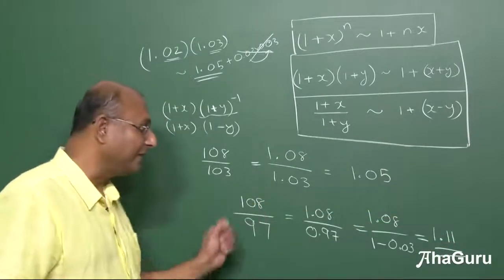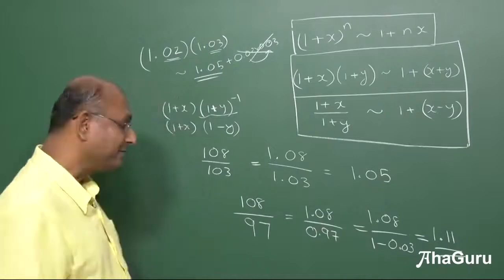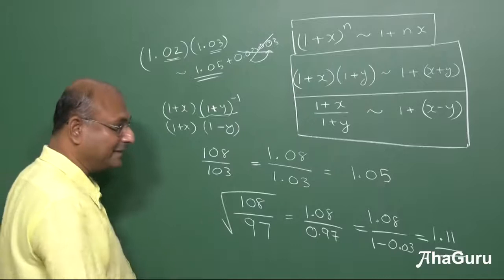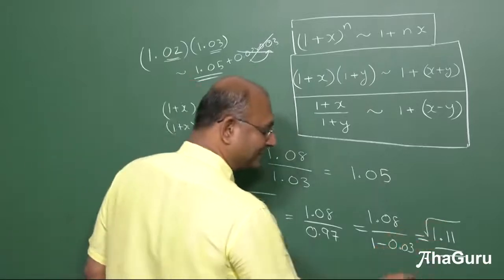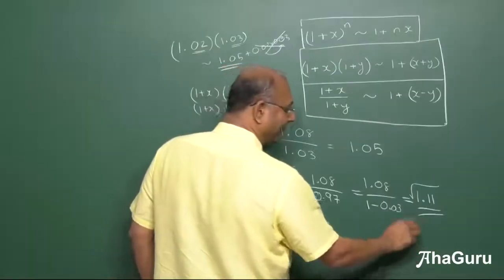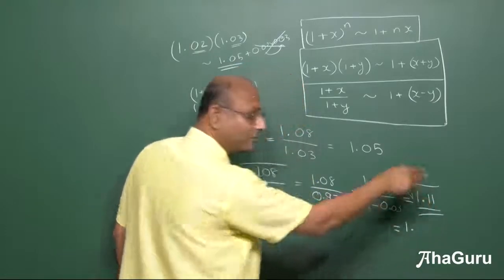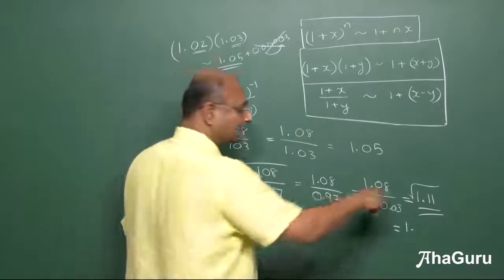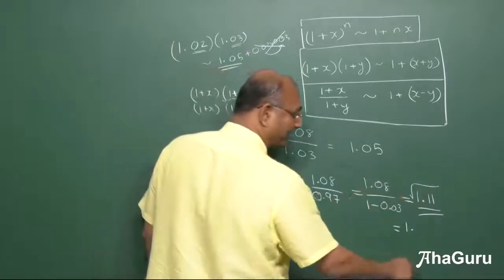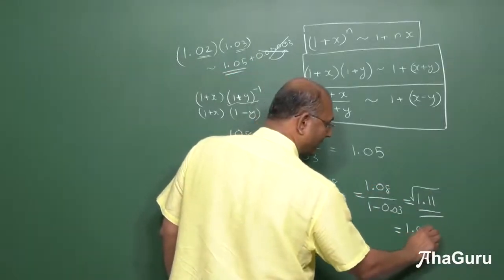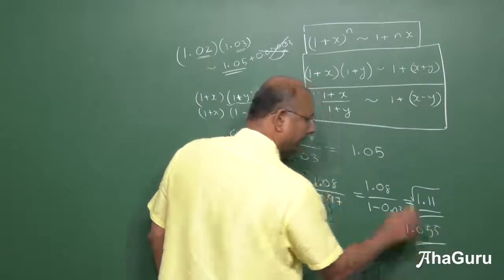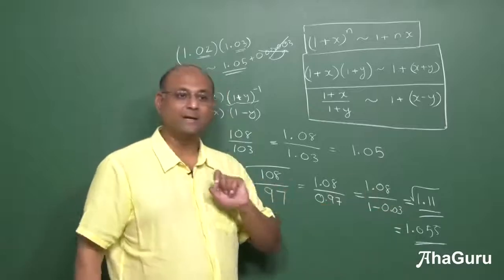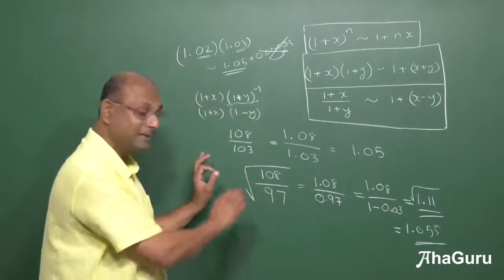Think about it. This is a really quick way of doing it. And if somebody says, hey, I want the square root of 108 by 97, it is the square root of this. Then we go back to that idea and we'll write 1 plus 0.11 by 2. What is 0.11 by 2? 10 by 2 is 5. 11 by 2 is 5.5. 0.11 by 2 is 0.055. So we just found root of 108 by 97 directly, 1.055. So I hope that is clear.